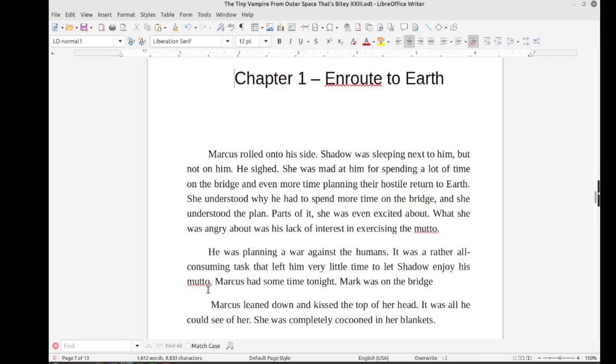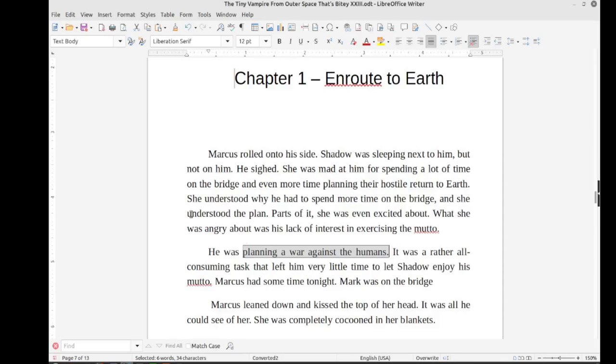So, here's the who, what, when, where, and why of this story. Who? Marcus and Shadow. Where? They're in a spaceship heading back to Earth. Why? Because Marcus is planning a war against the humans. So, they want more freedom to move around on Earth. They want less hassle, less worry. It's a planet full of living creatures, and that's not working for Marcus or his family, so he's going to change that. That's the conflict.